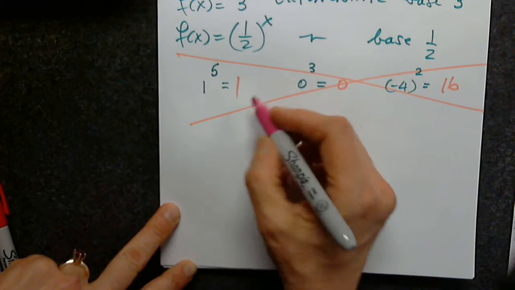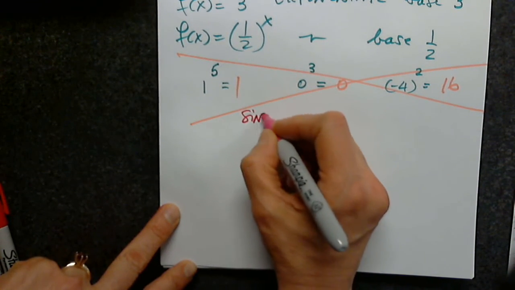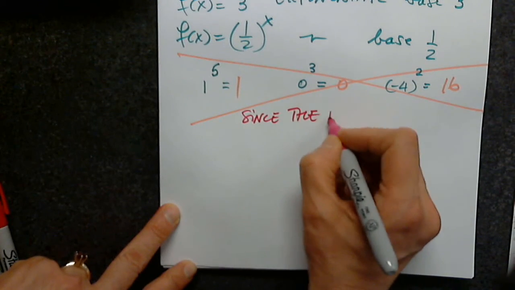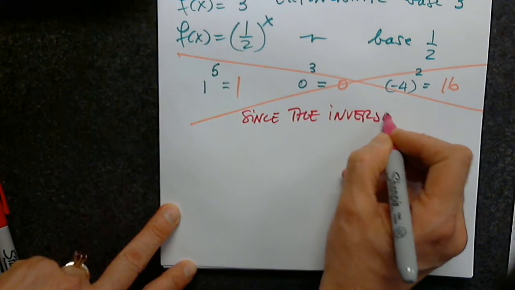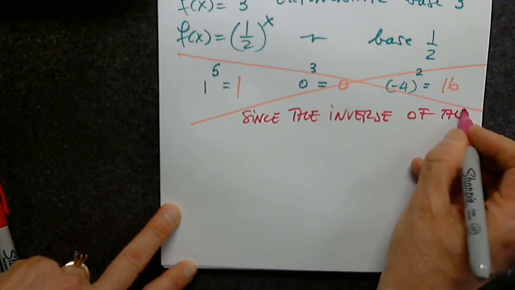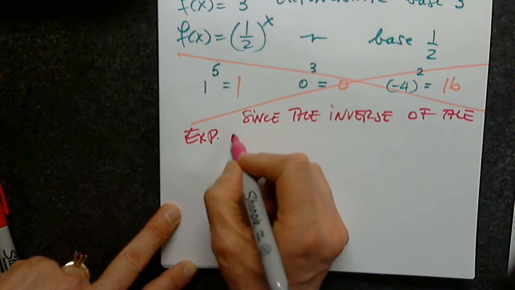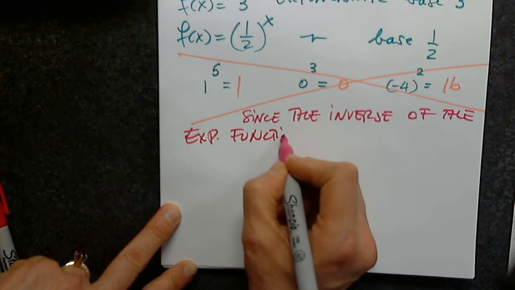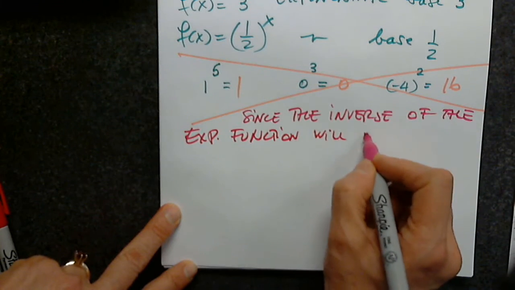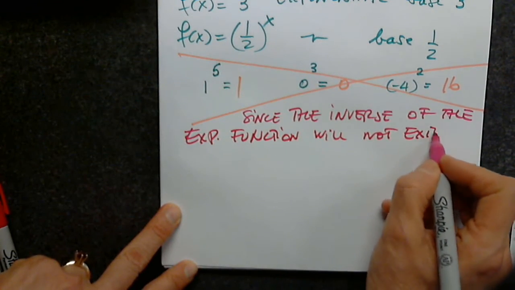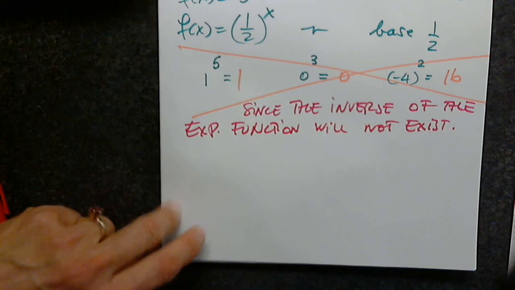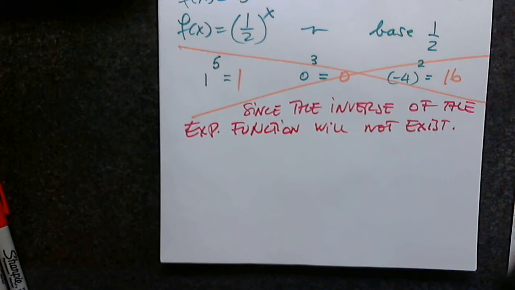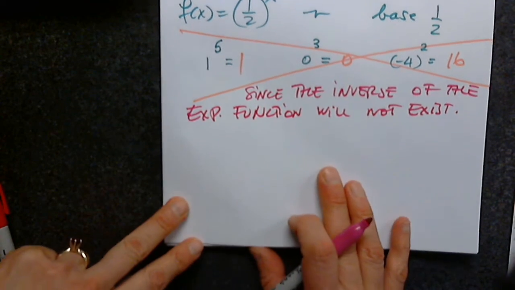So these are not allowed, since the inverse of the exponential function will not exist. That's the reason, no other reason. So what can the base be?